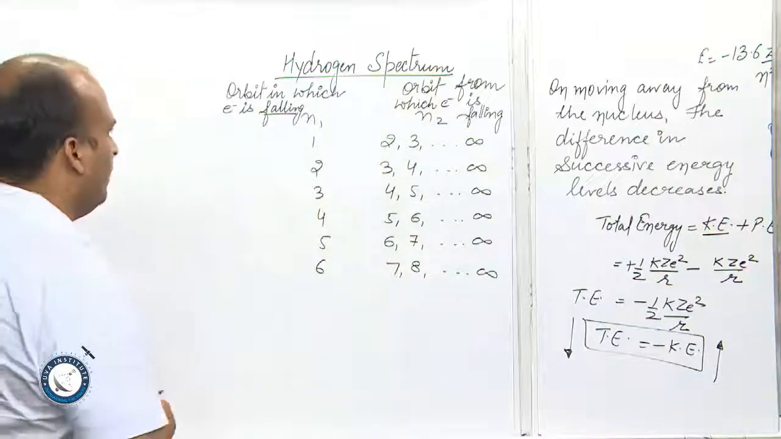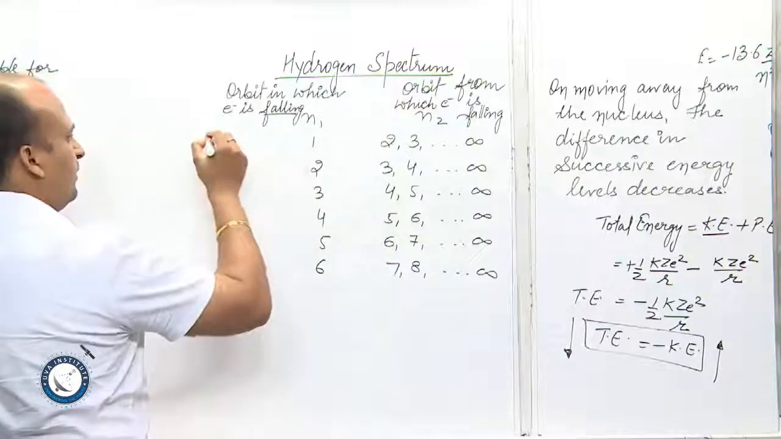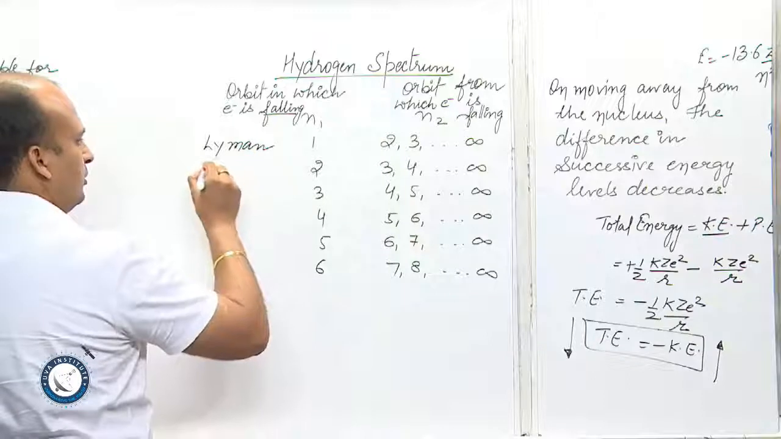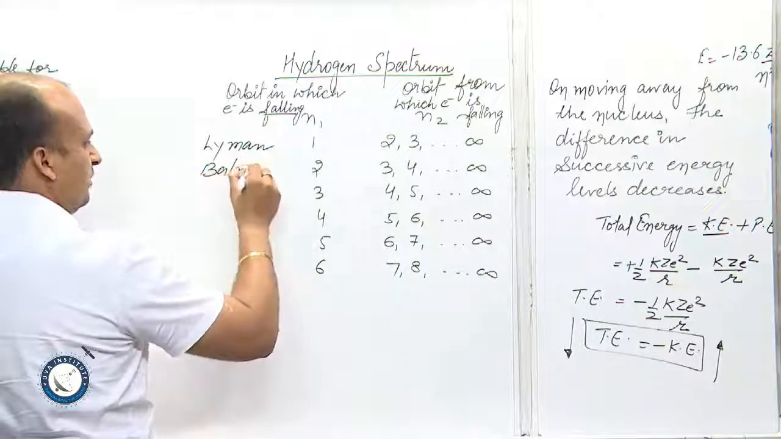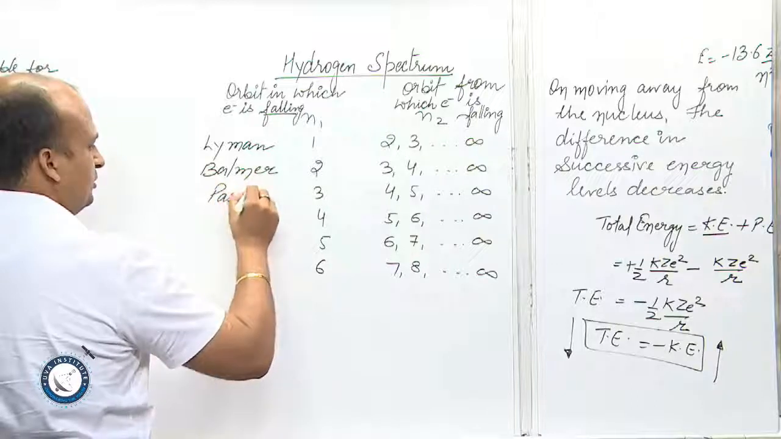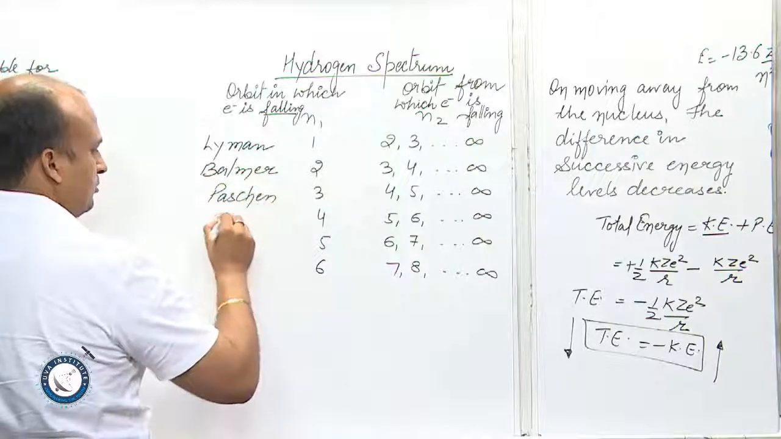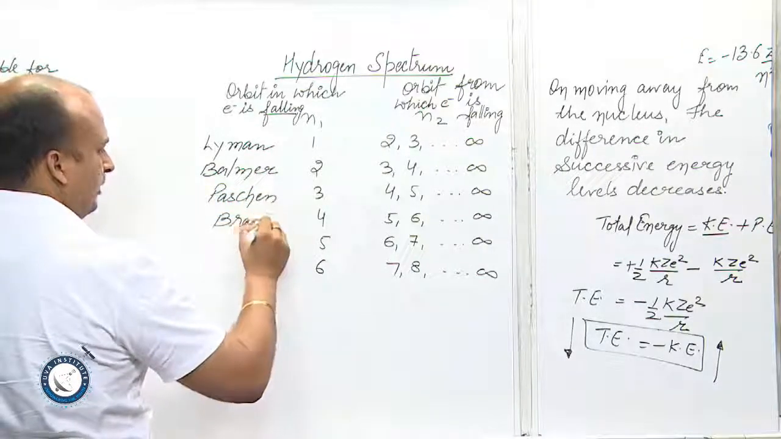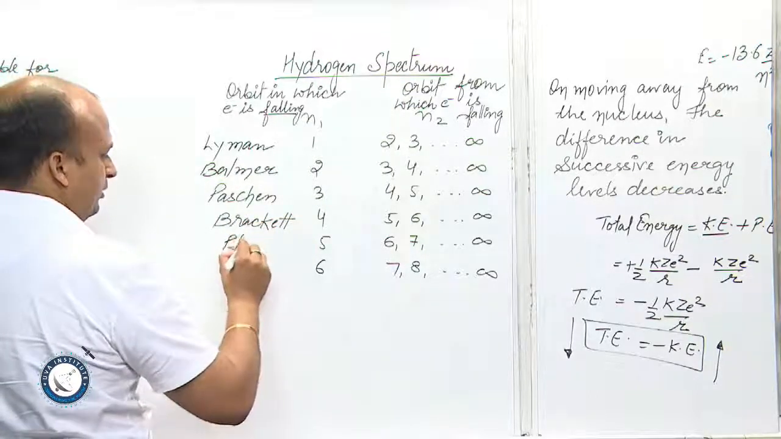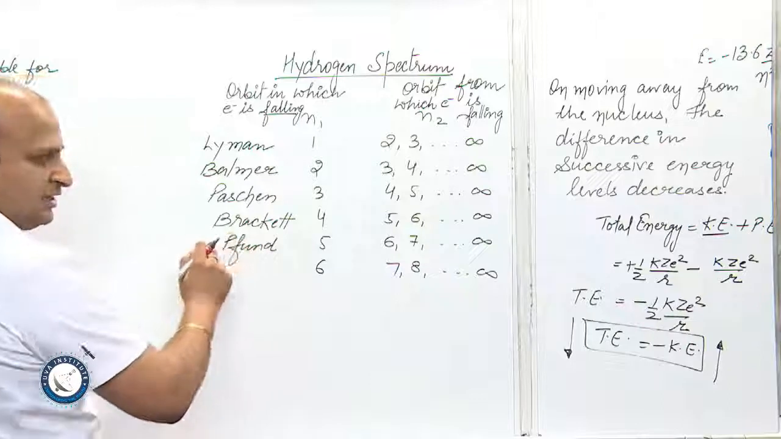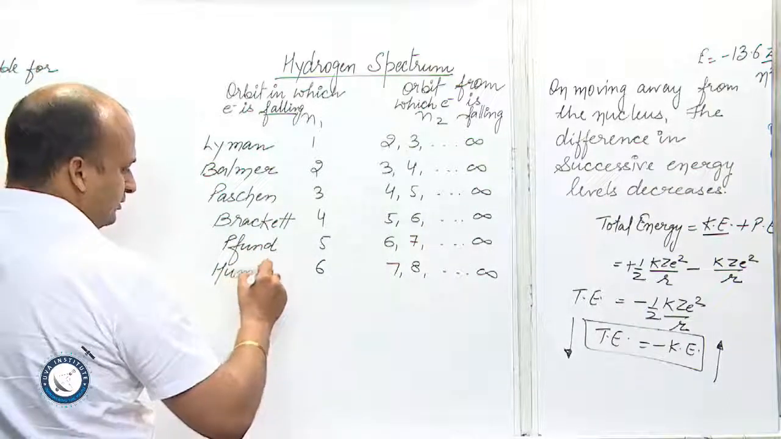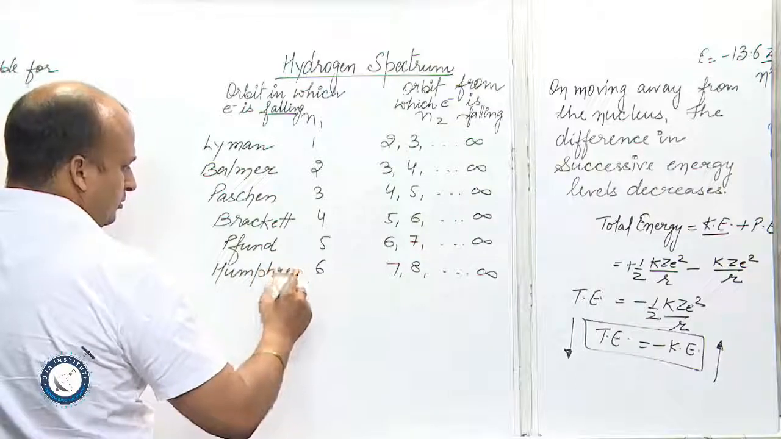Okay. If it is falling in the first orbit, we call it the Lyman series. To 2, it is the Balmer series. Paschen, Brackett, Pfund. It is not "P-fund", the P is silent here. It's Pfund. And the Humphrey series. Okay.